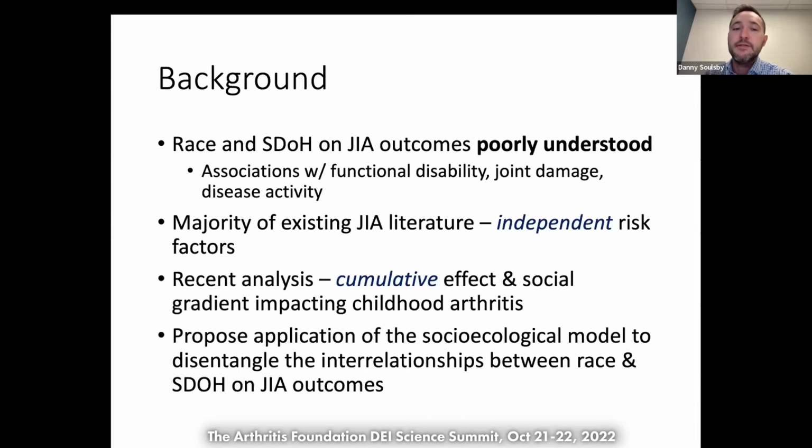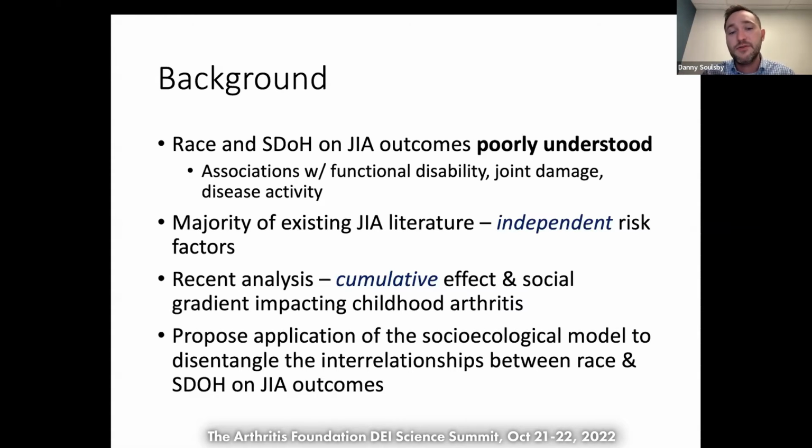But really the majority of existing JIA literature focuses on each of these social variables as independent risk factors in multivariate modeling. Whereas we know in reality that the world is more complicated than that, and it is very unlikely that these social risk factors work in isolation. So I'm going to show you an example in the next slide, but recent analyses have proposed that there may be a cumulative or additive effect and the presence of a social gradient with multiple social determinants of health and race impacting childhood arthritis.